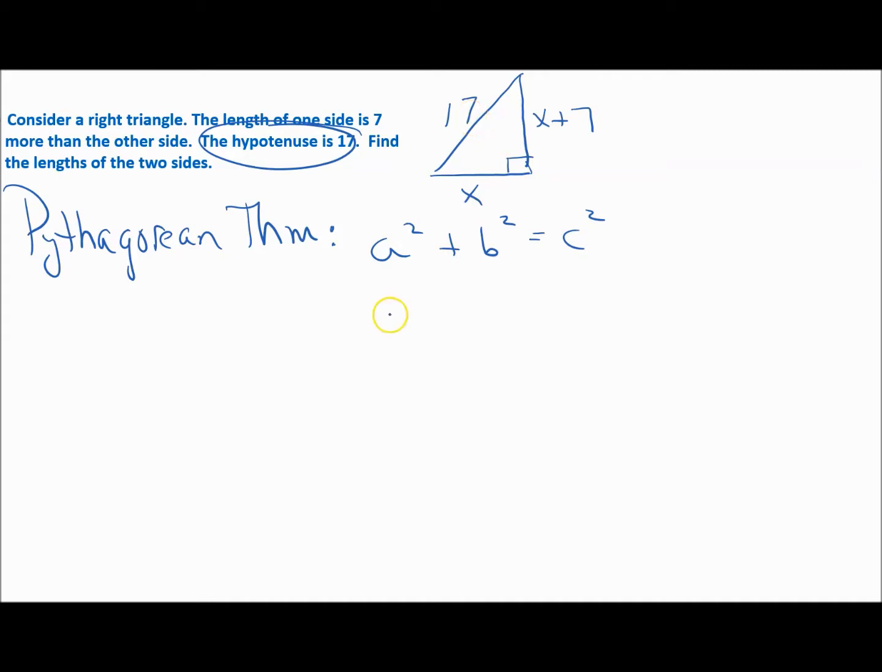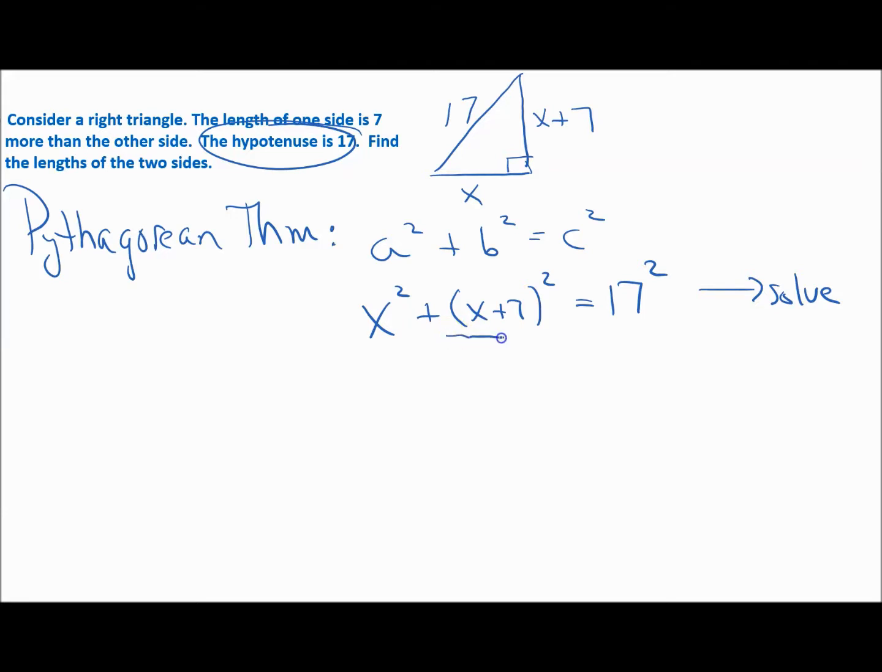So in our problem, we could say x squared, which is this side, plus b could be the other side. Now I have to put the square on the outside of that, (x plus 7) squared, equals, hypotenuse is 17 in this case, so 17 squared. So this is the equation that we're trying to solve. Now all the skills we just learned said you have to have a 0 on one side and factor it on the other side.